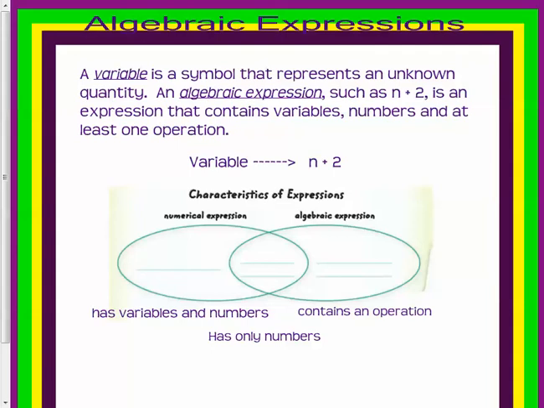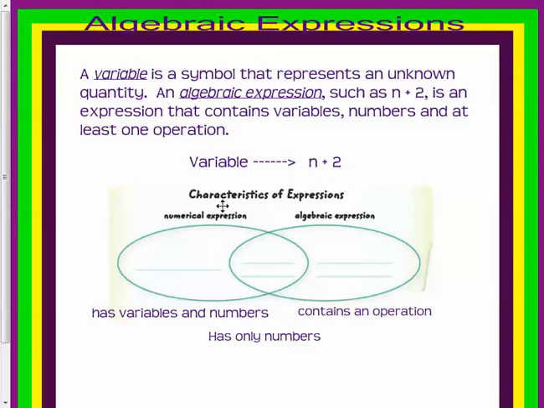Hey guys, today we're talking about algebraic expressions. Let's talk about a variable first. It's a symbol to represent an unknown. So in an algebraic expression, we have a variable, for example, n, and an operation like plus 2. So in this case, we're adding 2 to some unknown quantity.